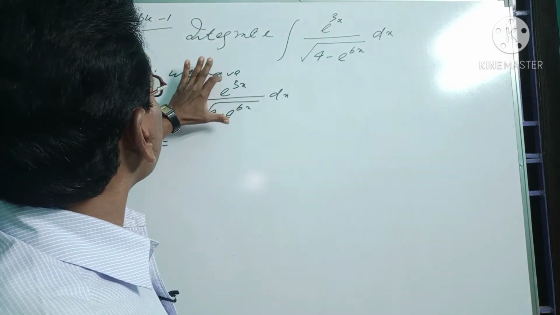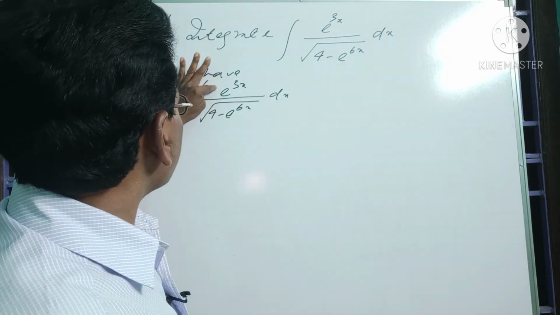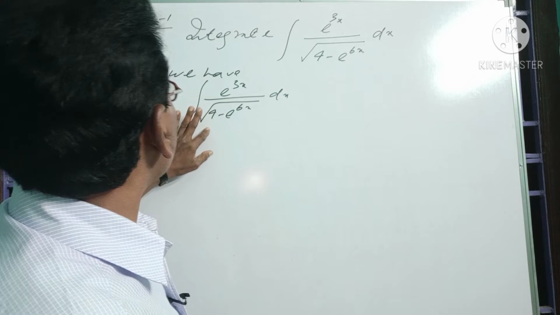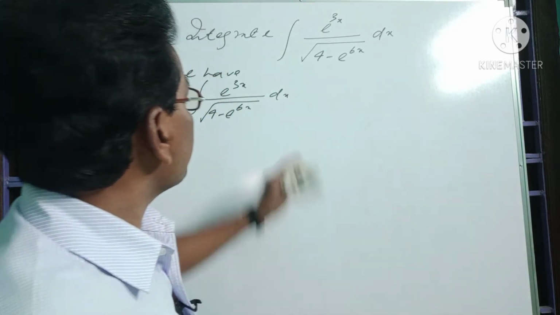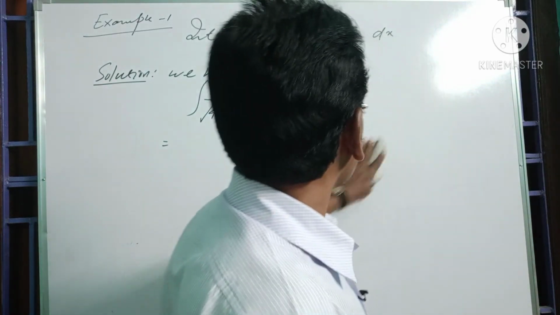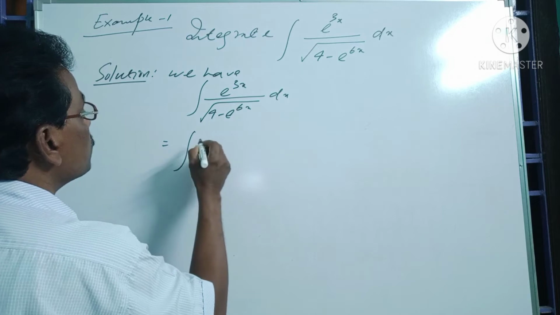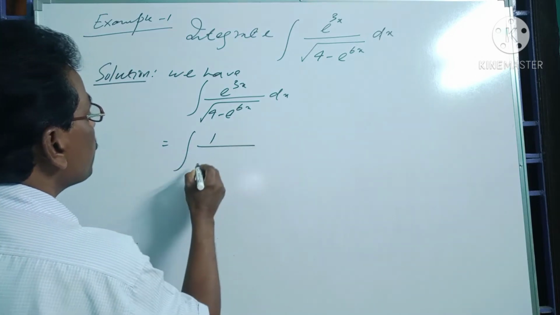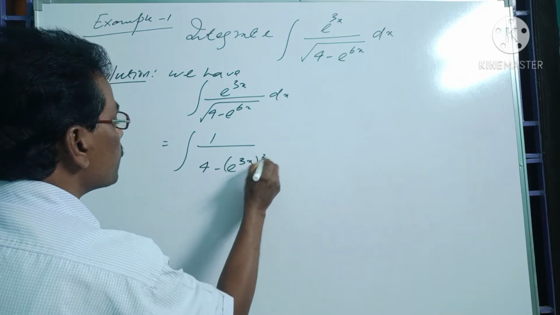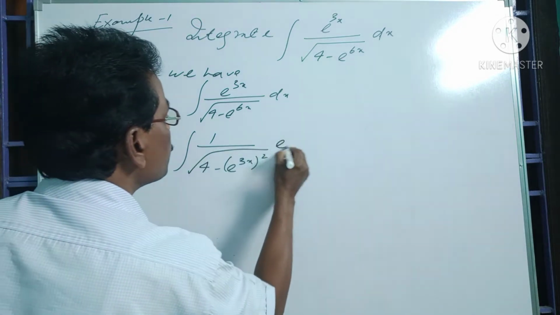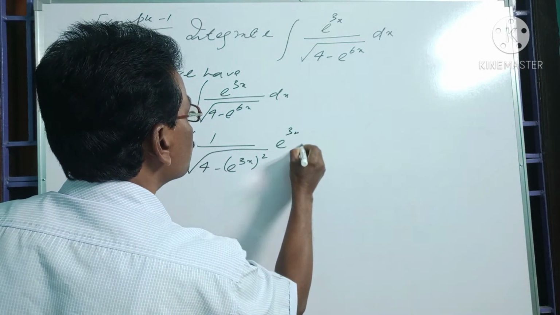The integral is in rational form, where the numerator contains an exponential function and the denominator contains an exponential function along with the irrational form. So the integral is not in the standard form for integration. So let us adjust the function like this, that is, we have the integration of 1 by root of 4 minus e to the power 3x square into e to the power 3x with respect to x.